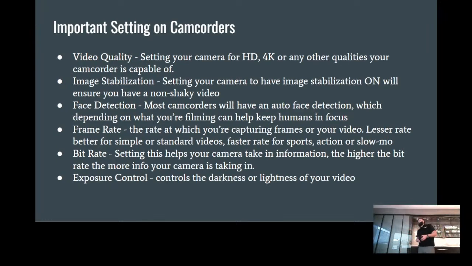Some of the settings that you can change on the camcorder, which I think are really important. Not to say you can't do this on other cameras, but what separates them a little bit is the video quality. Setting your camera for HD, 4K, or any other qualities your camcorder is capable of. Image stabilization. Setting your camera to have image stabilization on will ensure that you have a non-shaky video. Face detection. Most camcorders will have an auto face detection, which depending on what you're filming can help you keep humans in focus.